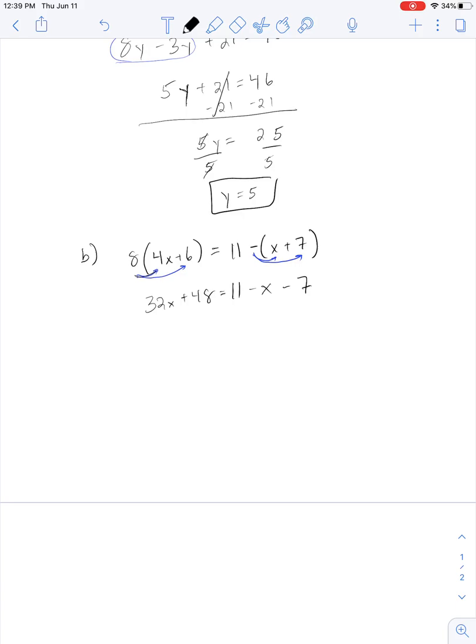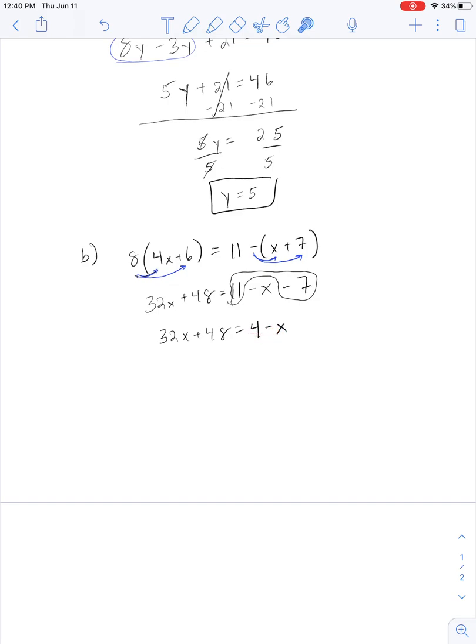Now we're looking to combine like terms separately on each side individually. We can't combine these two. On this side, we have this 11 and this negative 7 that we can combine, right? So I bring down my 32x plus 48, and I do my 11 minus my 7. That gives us a 4. I bring down my minus x. Okay, so I simplified the left side, simplified the right side.